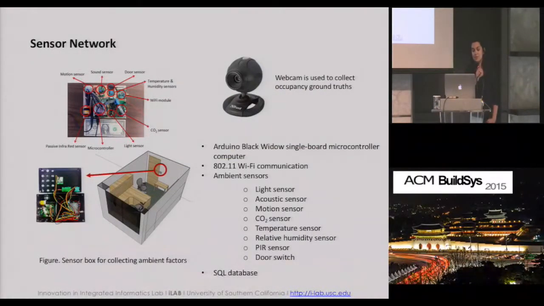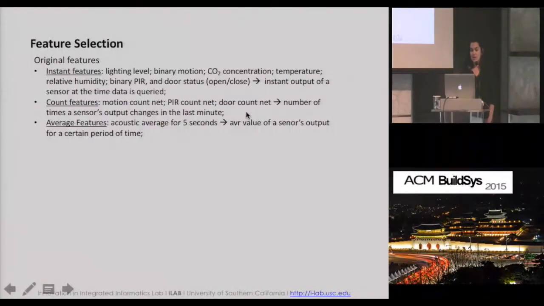We built these sensor boxes. This was part of a DOE project that I was part of. And we put all of these sensors, light sensor, acoustic sensor, motion sensor, carbon dioxide, temperature, relative humidity, PIR sensor, and door switch sensor. And we placed them about 1.5 meters from each door. For the ground truth, we used a webcam which collected occupancy data every 10 minutes, and then we manually labeled the ground truth by looking at the images.